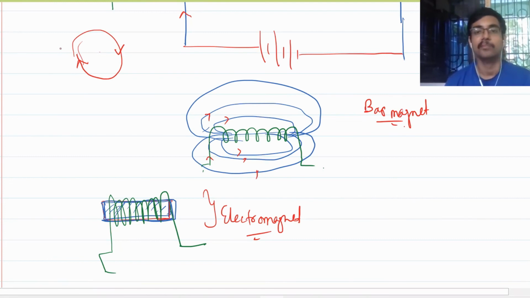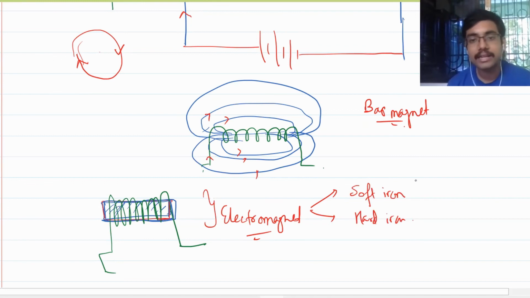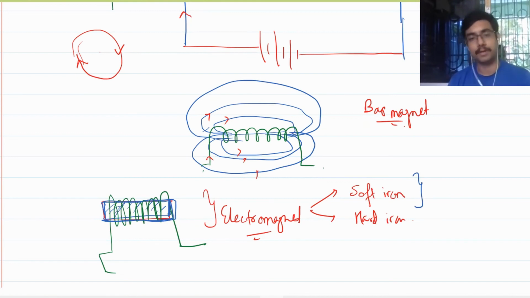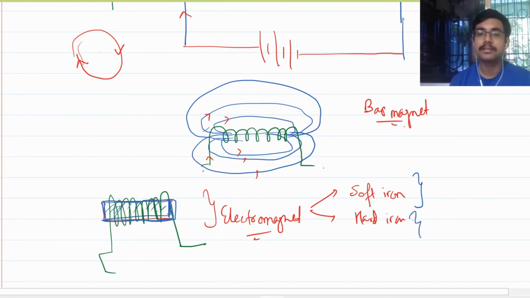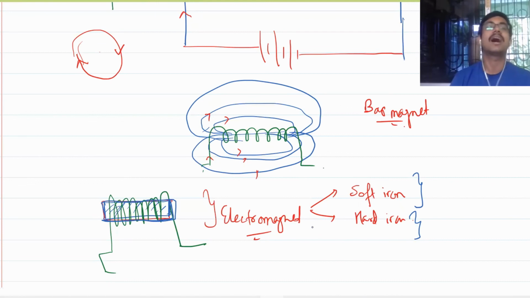See, there are two distinct kinds of elements which are magnetic in nature. Like in the case of iron, suppose you have soft iron and suppose you have hard iron. Soft iron is made such that the moment you take off the current, it loses its magnetic property. It cannot retain its magnetic property. Are you getting my point? But what is hard iron? Suppose you pass electricity through it, it will retain the magnetic nature that it had. So in the case of this junkyard, you cannot use an electromagnet made with hard iron.